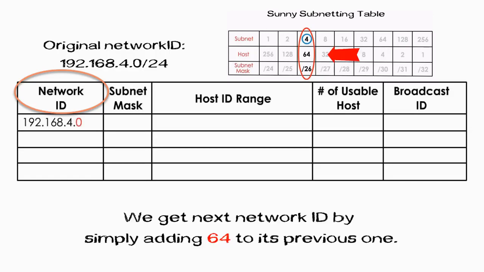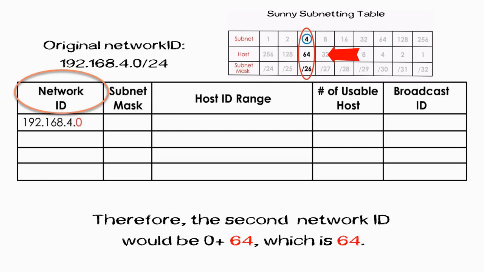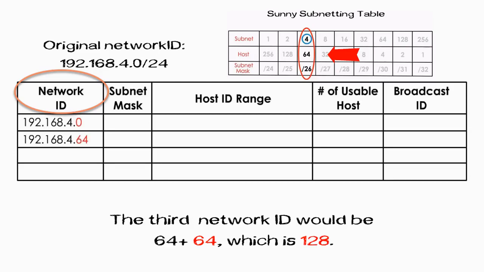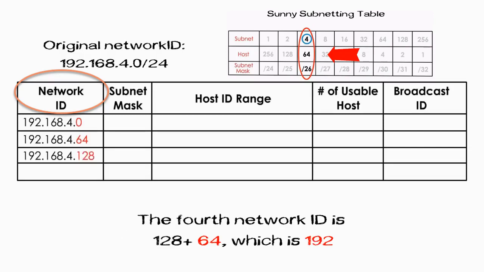We will get the next network ID by simply adding 64 to its previous network ID. Therefore, the second network ID is 0 plus 64, which is 64. The third network ID would be 64 plus 64, which is 128. The fourth network ID is 128 plus 64, which is 192.